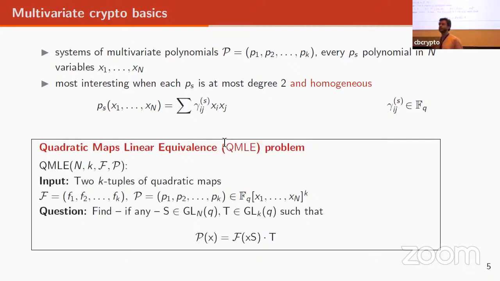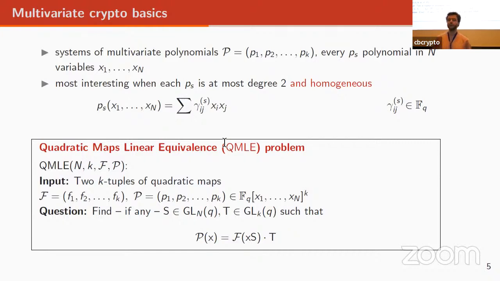And this already defines quadratic maps linear equivalence. Namely, say you have two of these k-tuples of quadratic maps. Can you then find two matrices, S and T, such that first transforming all of the variables and then transforming the resulting polynomials that you get from it maps the first instance F into the second instance P?